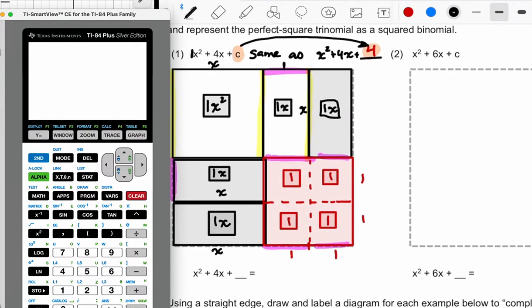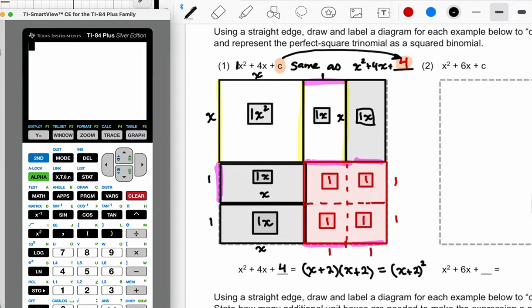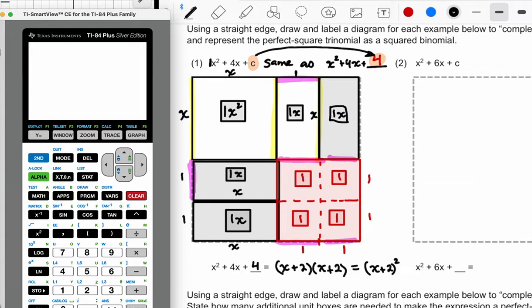But this would lead us to the expression on the bottom, x squared plus 4x plus 4, which we know is a perfect square trinomial, which would factor to x plus 2 times x plus 2. And it's like, well, how do you know that? I'll get to that in a second. X plus 2 times x plus 2 is the same as x plus 2 squared, which was the whole point of doing this, right? So back to how we know it's x plus 2 times x plus 2.